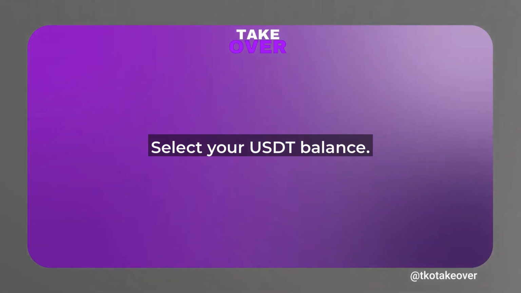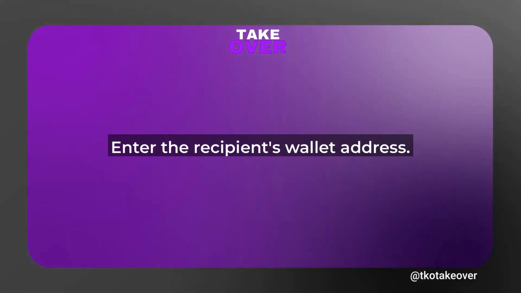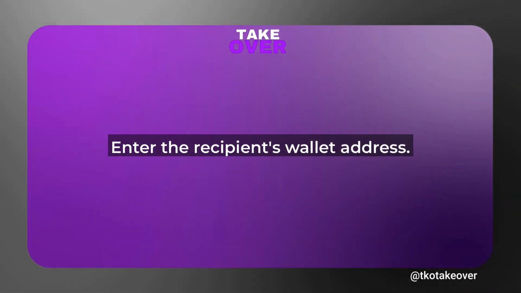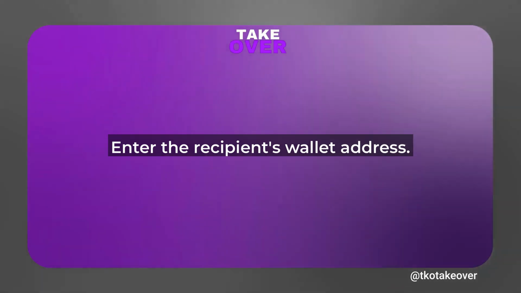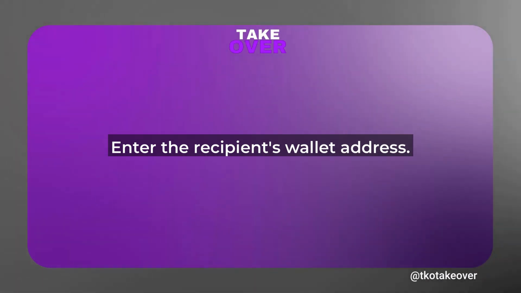Next, you'll need the wallet address where you want to send your USDT. This could be a wallet on another exchange like Binance, or a personal one like MetaMask. Double-check that the address is correct. Crypto transfers are irreversible. Paste the address into the To Address field on Kucoin.